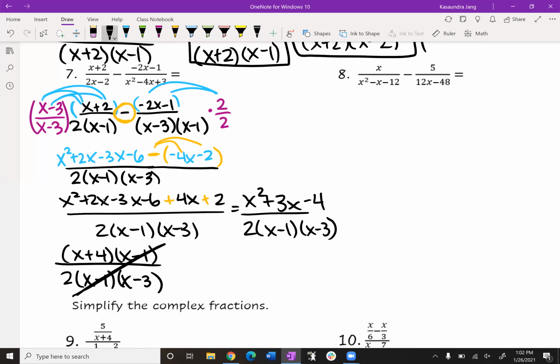Is there anything else I can divide out? Do you guys see anything else? Like, can I do a 4 divided by 2? Can I simplify that? Oh no, why not? You guys are totally right. I can't, but why?